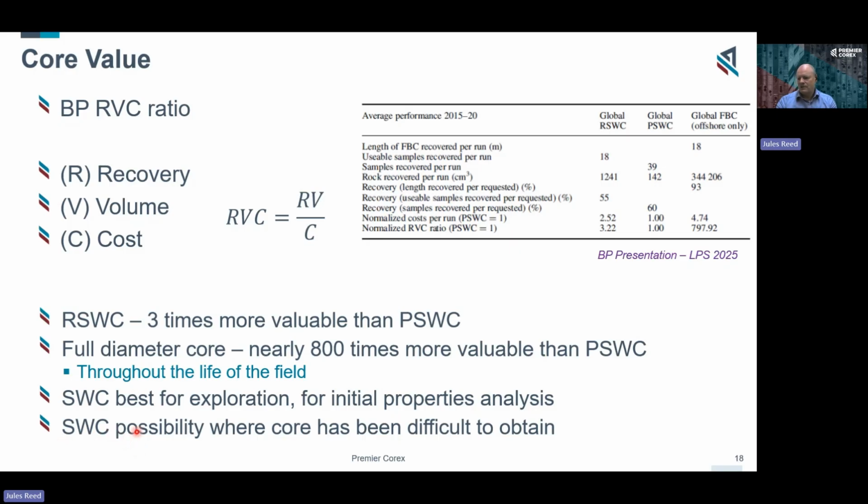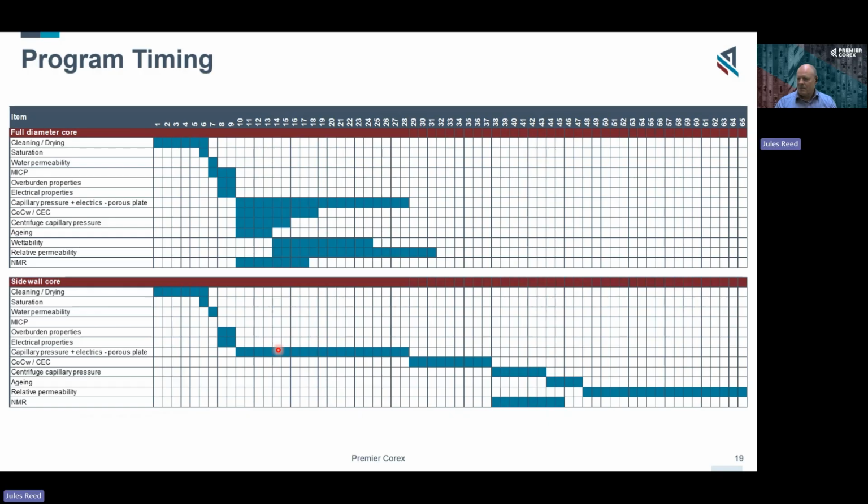But sidewall cores can also be used in certain situations where it's been difficult to obtain core, and so allow you to still access core material where you might not be able to get full diameter core. Some of the other challenges with sidewall cores come on to then program timing.